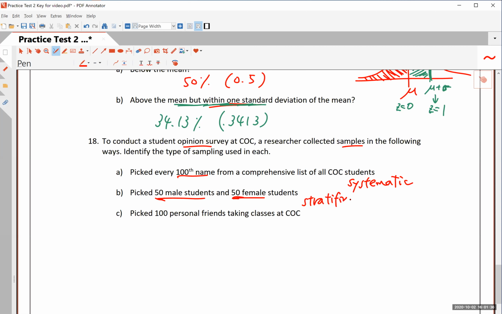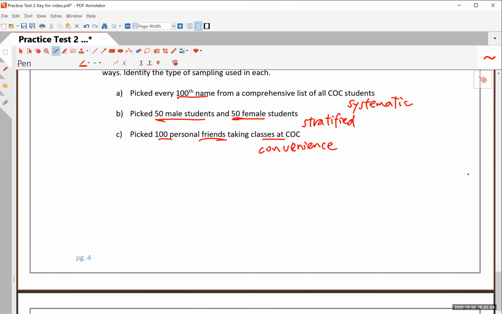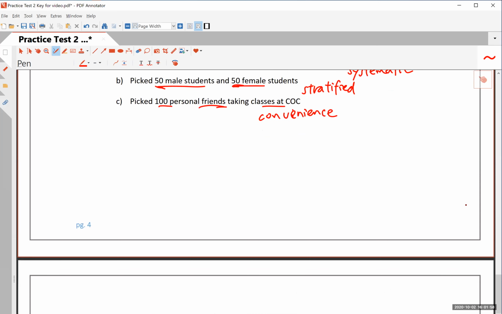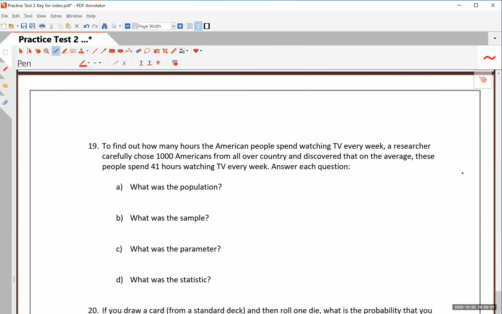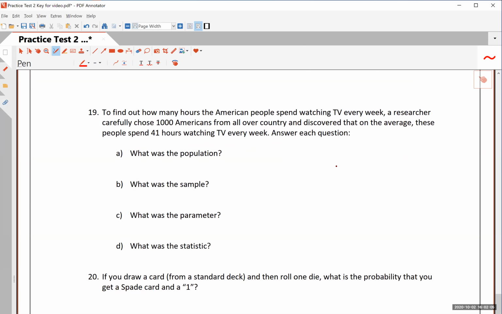Stratified sampling, right? And then if you picked 100 personal friends taking classes, just personal friends, that would be convenience. Convenience sampling is whatever is convenient for you. Your personal friends are the easiest ones to reach, and you don't make a whole lot of effort. And sometimes that's the only thing you can do, but it is probably not the best way to collect an unbiased sample.